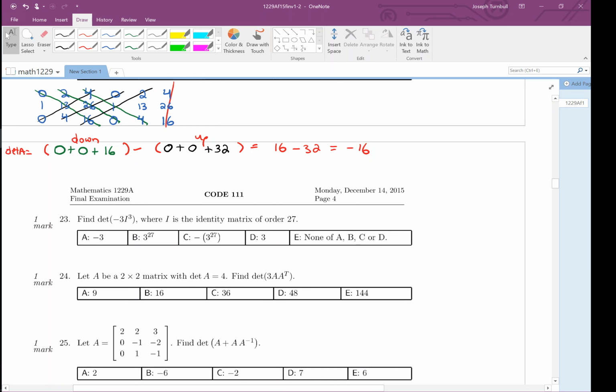Number 23. It says to find the determinant of negative 3 multiplied by I to the power of 3, where I is the identity matrix of order 27. So I'm going to just imagine 3 by 3. Or 4 by 4. We'll do 4 by 4.